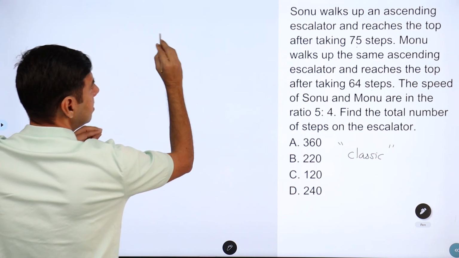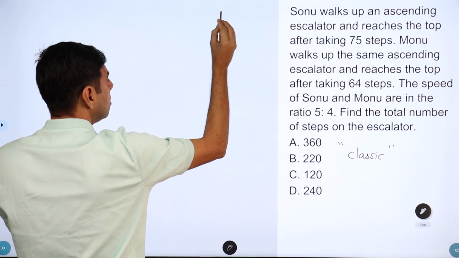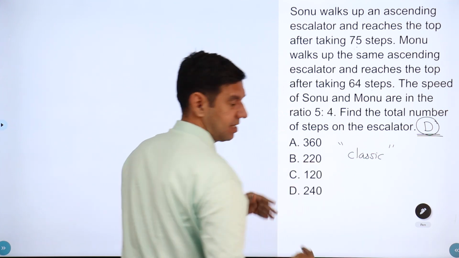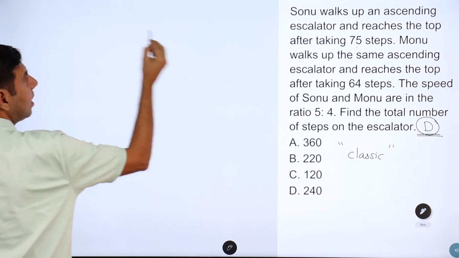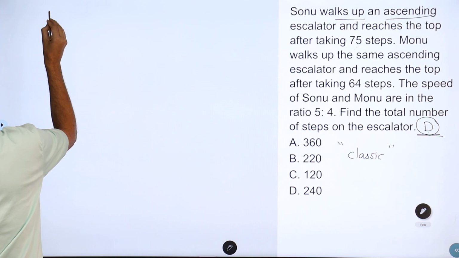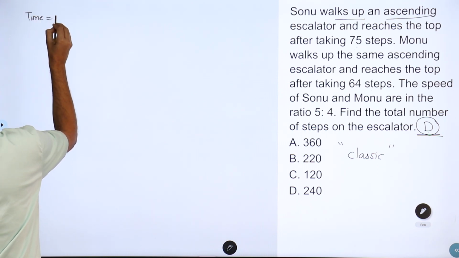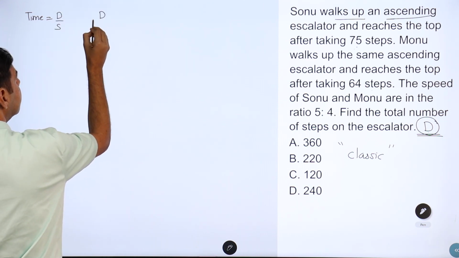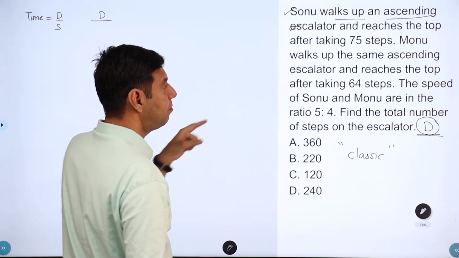So we are talking about Sonu, the steps that he takes, and there's an escalator. So the total number of steps, a typical way would be to treat steps as the distance. So let this distance be d. Now when he is walking up the ascending escalator, the time taken is nothing but distance by speed. So the distance is the complete distance, and who is covering it? Both Sonu and the escalator. So I need both speeds.